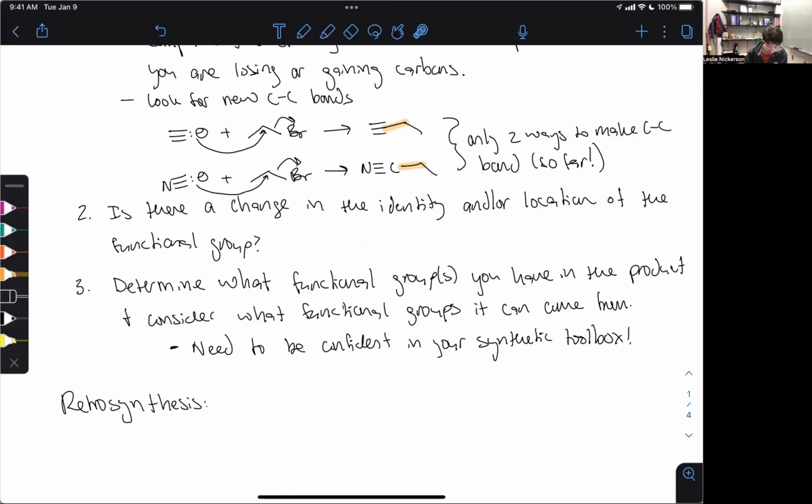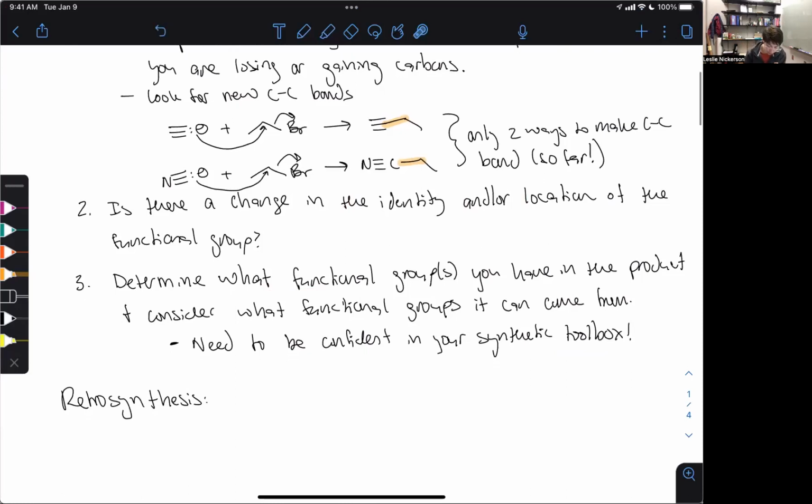So this process is really important to be confident in your synthetic toolbox, which is what we'll talk about a little bit in this video as well, to make sure that you know your reactions well enough to pull things out and say, okay, I've got an alkene. What's the best way to make an alkene? Well, I could do an E2 reaction with an alkyl halide. I could do an E1 reaction with an alcohol. Just think about what some of the ways are that we can make that functional group.